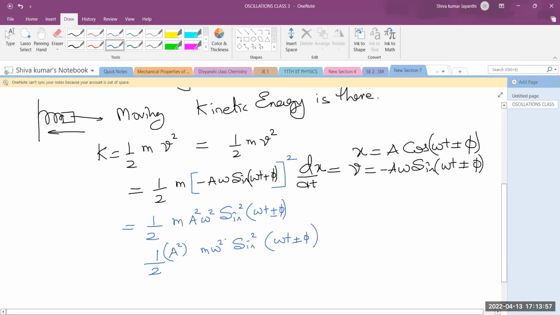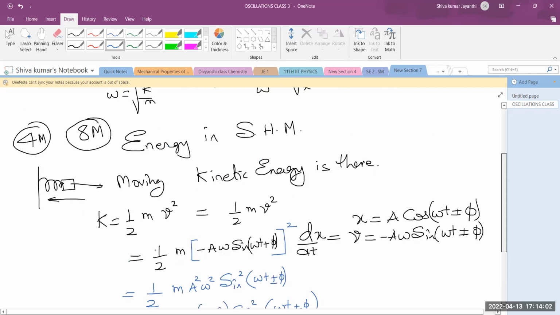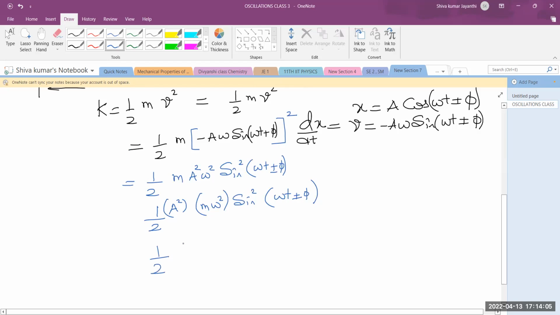So m omega square, can I write it as k? Yes, because it's there in the earlier case. So now we can write this as half k A square, or A square k, it is the same thing. So half k A square sine square omega t plus or minus 5. Understood what I wrote? Is it clear? Yes, sir. Clear. The same thing I can write as half k A square sine square omega t plus or minus 5.